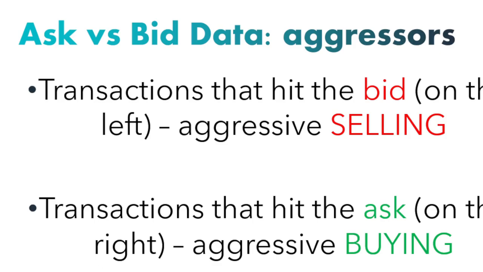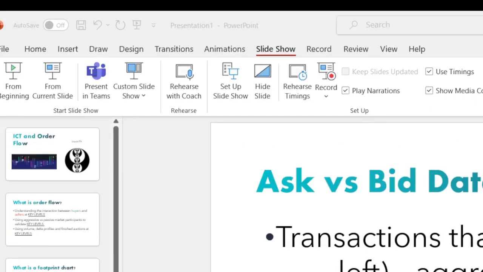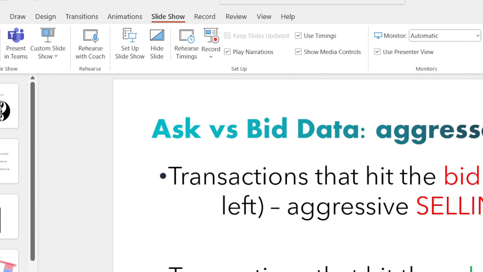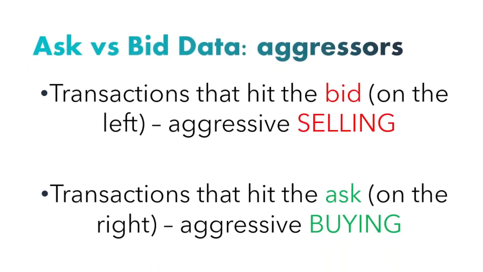So let's start here with understanding the ask and the bid. The ask and the bid represent two very important things. Traders who hit the bid are aggressive sellers. Traders who hit the ask are aggressive buyers.